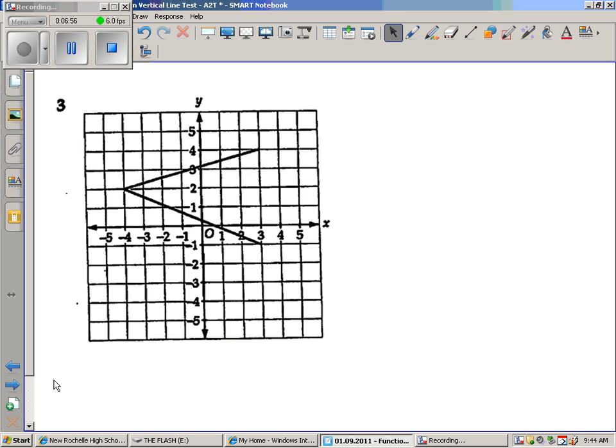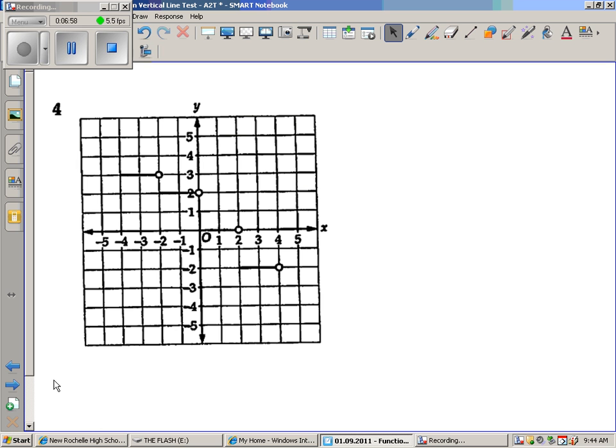Okay, let's do 4. Take a look. It's hard to distinguish. There's a bunch of open circles, a closed circle, and then a line drawn across. A closed circle, a line drawn across. Hold on one second.